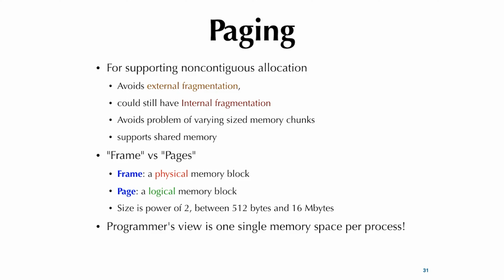So the translation does only the upper part of the address. The lower part, the offset within the page, is just taken and concatenated. That's possible only because the page size is a power of 2. Otherwise, you would have to do an adder, which takes time and cost. This avoids the problem of varying-sized memory chunks, and it's also a good mechanism for supporting shared memory. But in any case, in the program's view, they have one single memory address space per process. And so that's nice.